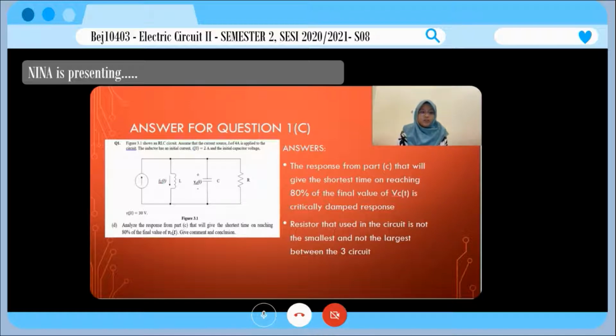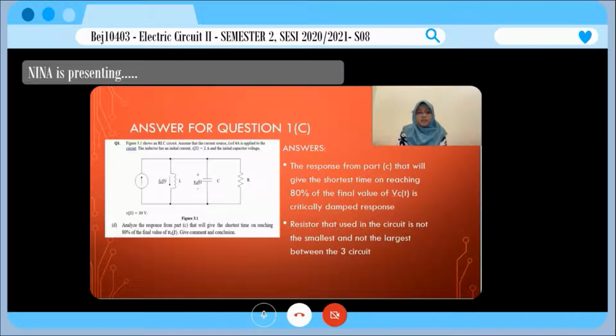Now, for question 1D, the question asks to analyze the response from part 1C that will give the shortest time on reaching 80% of the final value of VC and give comment and conclusion. So, the answer for question 1D is the response from part 1C that will give the shortest time on reaching 80% of the final value of VC is the critically damped response.